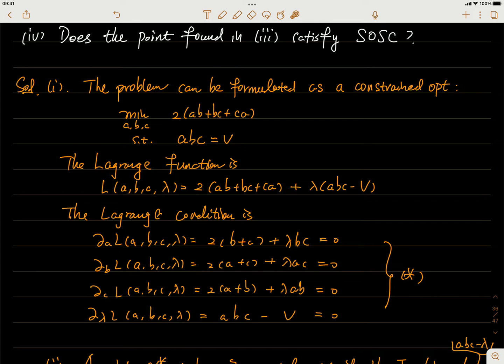So this is the Lagrange condition, right? By taking the gradient of L with respect to the variables A, B, C, and also the multiplier lambda, we get this. These four equations give us the Lagrange condition.